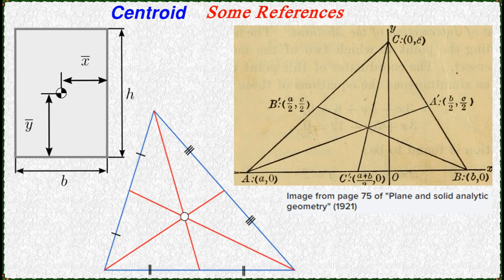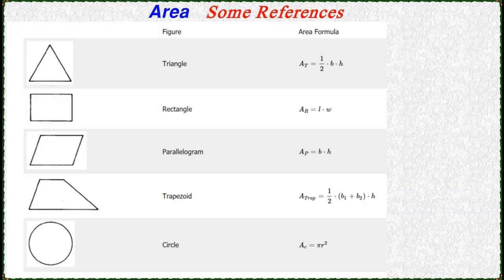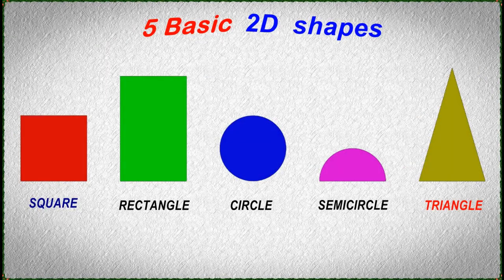Some reference pics for centroid. A reference pic for area. The 5 basic 2D shapes which I would like to explore: square, rectangle, circle, semicircle and triangle.